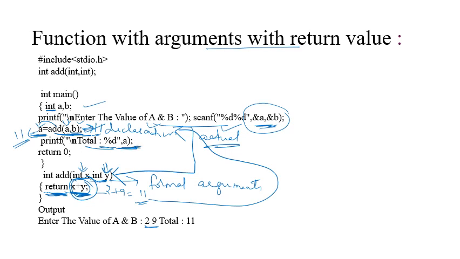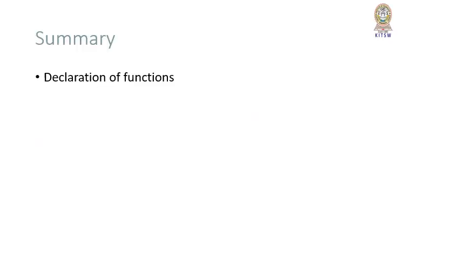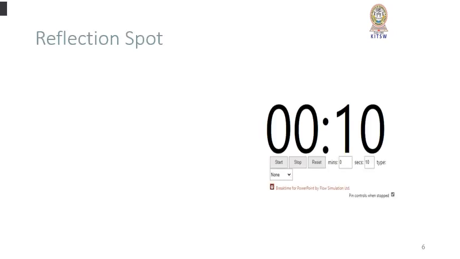So this is the declaration of a function with arguments, that is actual and formal parameters, and we have also used a return statement. This is how we declare the function, and the total 11 is what we give in the printf statement. This is how this function works. So we have seen the declaration of a function with arguments and with return value, and with arguments without return value.